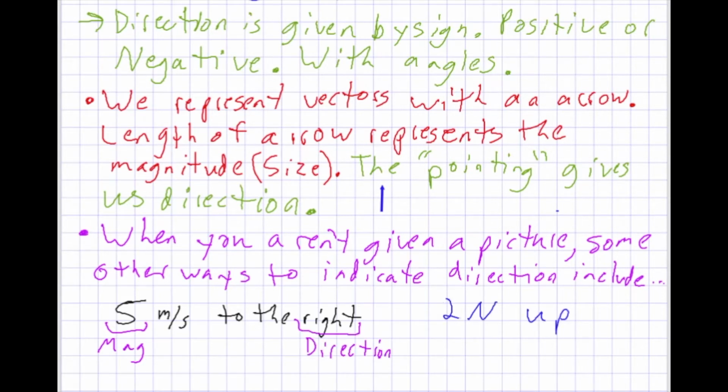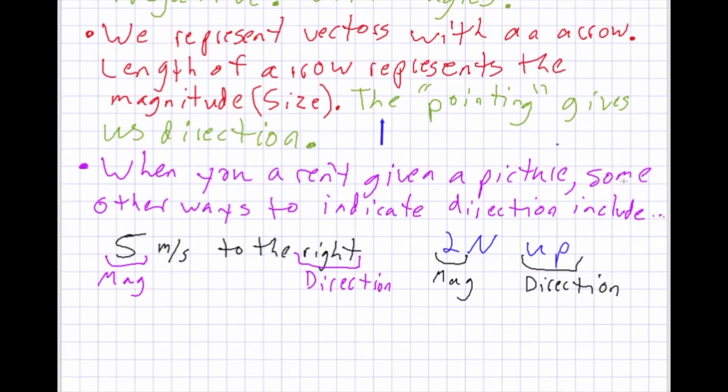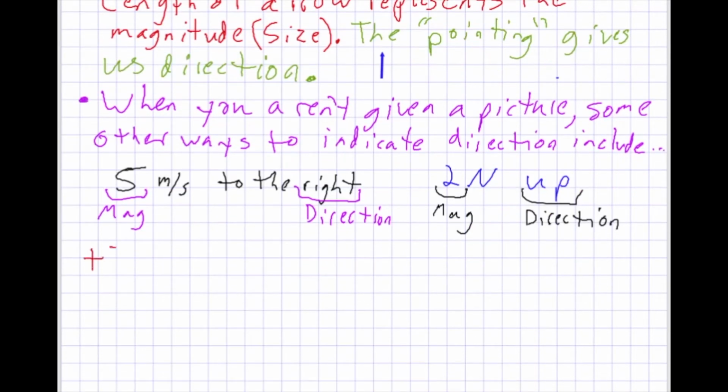Let's look at another example here. I have 2 newtons up. Again, the 2 is the number that's referring to my magnitude, and the up is my direction. That's telling me where it's pointing. Let's just look at one last example real quick, and let's say we have positive 3 meters per second squared. The number is referring to my magnitude, and the positive is referring to my direction.